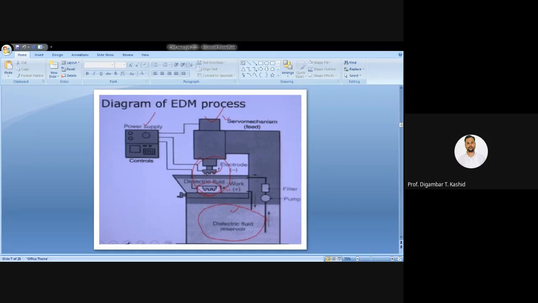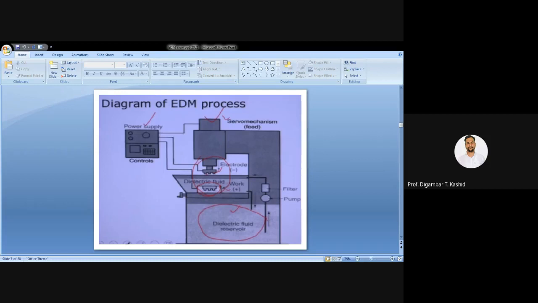And this is your servo mechanism. Now the question arises: what is the use of this servo mechanism? For example, if you want to maintain the minimum interelectrode gap between the cathode, or your tool, and the anode, then to maintain that small gap, we need a servo mechanism.